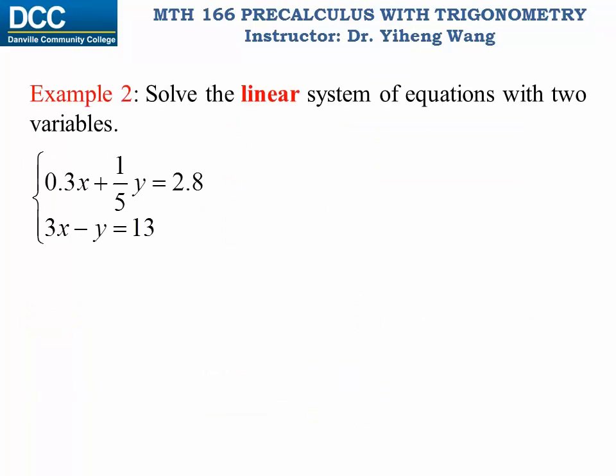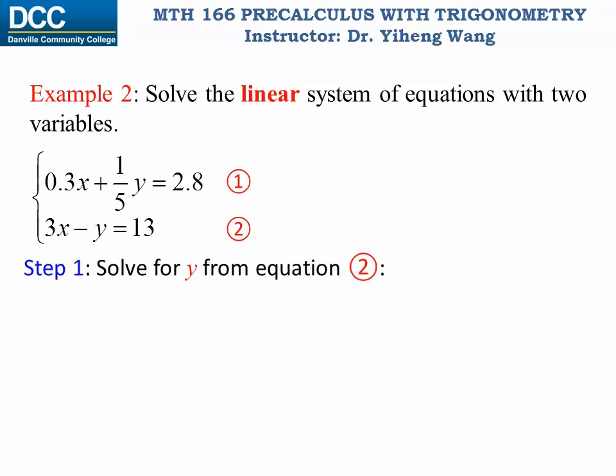Let's look at this example. We have another linear system of equations with two variables x and y. And we're going to solve this problem using the method of substitution again. So we number these two equations, 1 and 2. And for the first step, if you recall, we need to solve for one variable from one equation, and it is up to us which one we want to work with. From observation, it looks like it's more convenient to solve for y from equation 2, and that is y equals 3x minus 13. Let's call it equation 3.